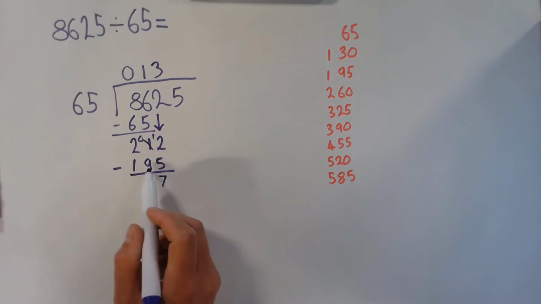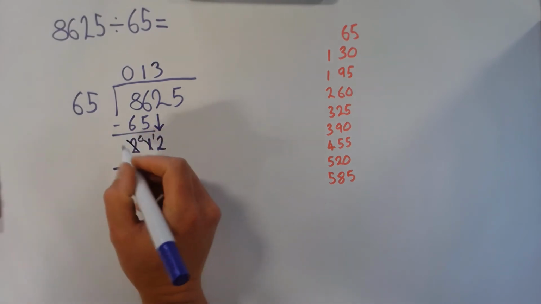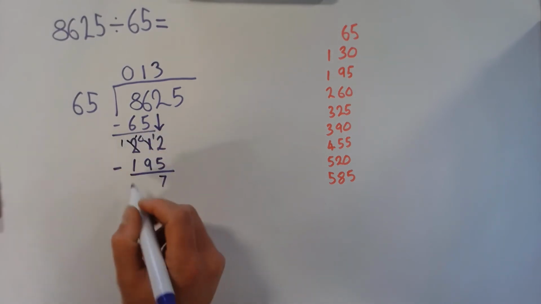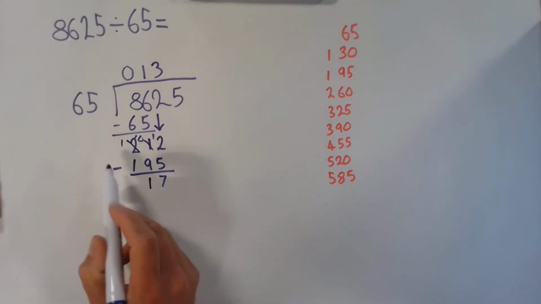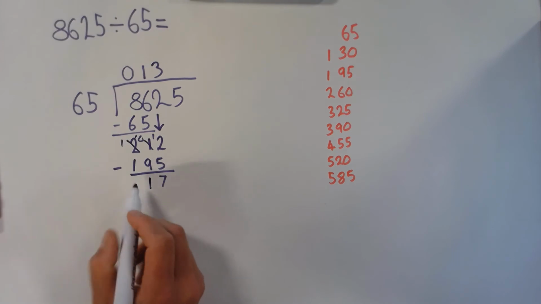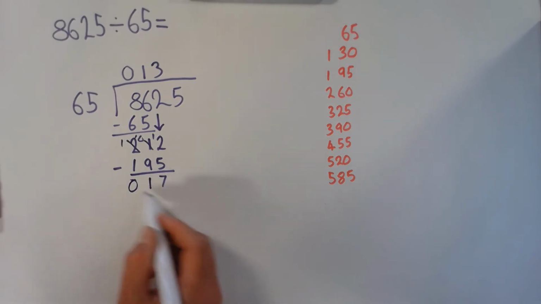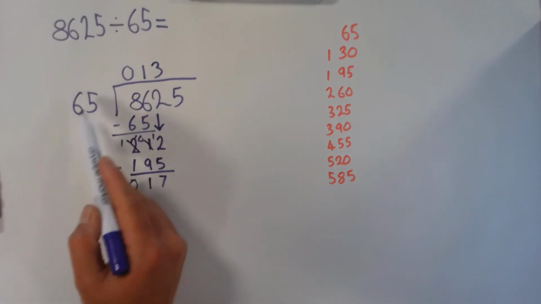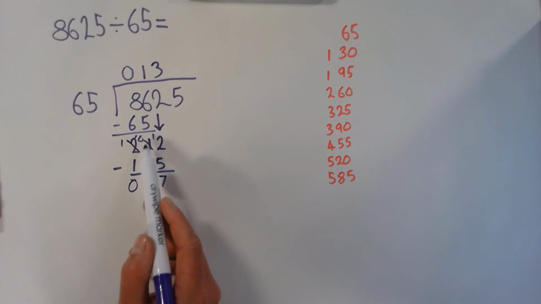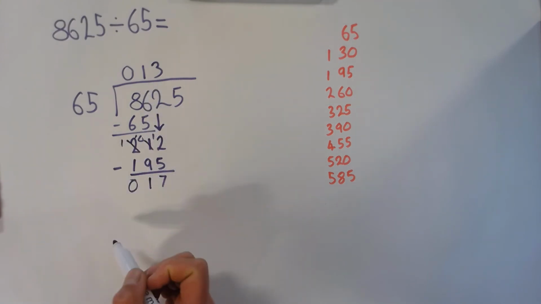Then I've got 0 subtract 9, which I can't do. So I'm going to exchange here, and I'm going to have 10 subtract 9 gives me that there. And then I have 1 subtract 1, which is going to give me 0 here. Now I have 17. 17 was my remainder between 195, which was 3 lots of 65, and 212, which is what I was left after the first round.